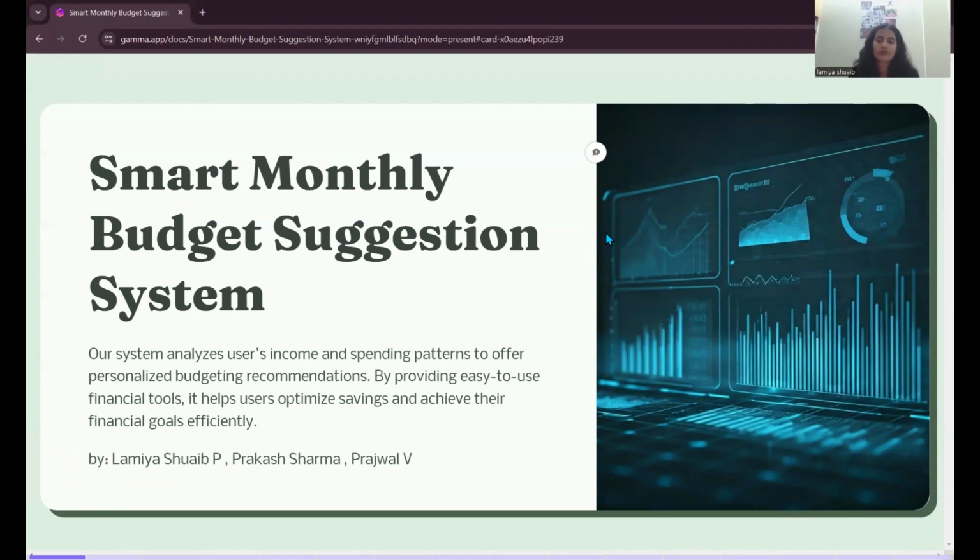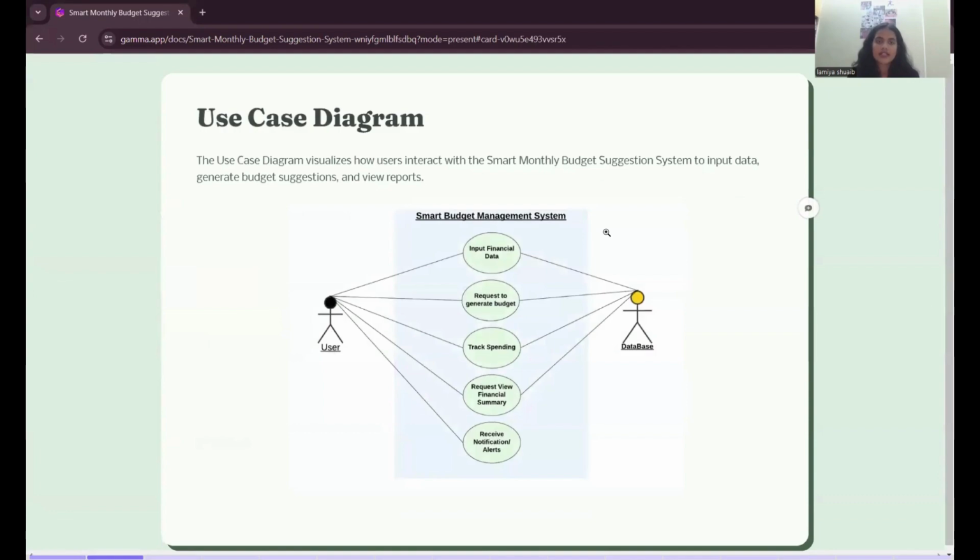So, explaining this project, we have a use case diagram which briefly mentions the uses. We have two actors, the user and the database.